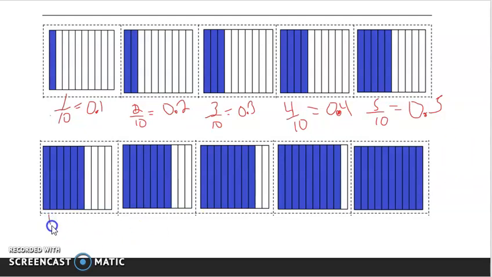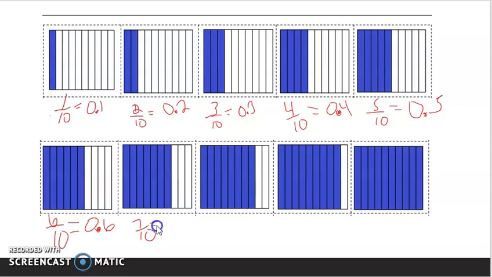Okay, you should be picking up on the pattern. We have 6/10. And why don't you try to write the decimal before I write it? That's your goal. Beat Miss Mendez. 0 and 6/10. Ready? Beat Miss Mendez. I'm going to do it faster than you.